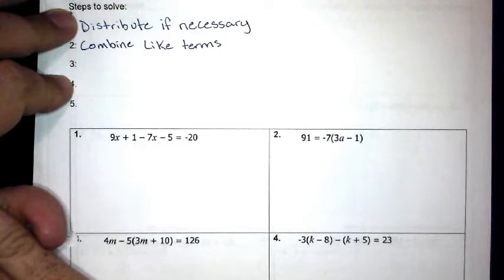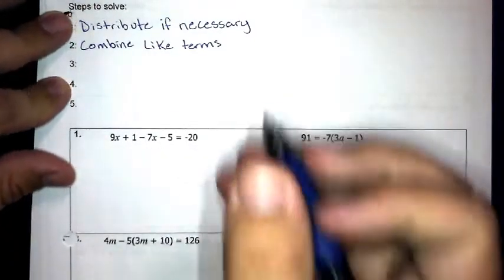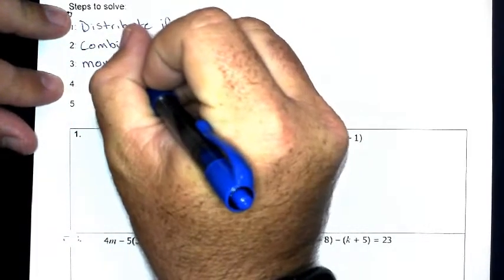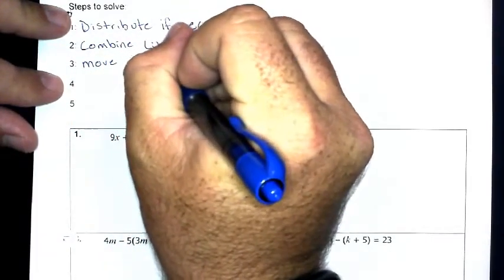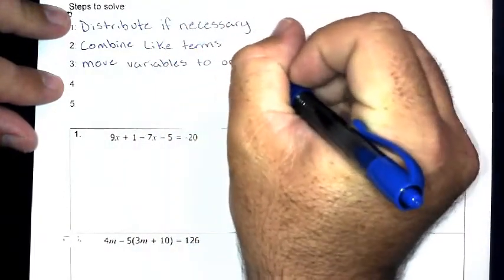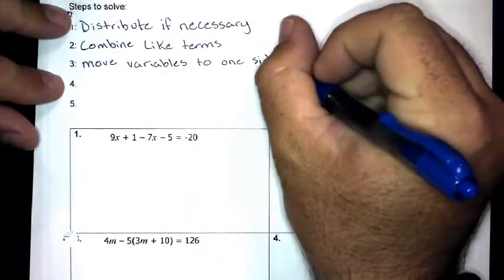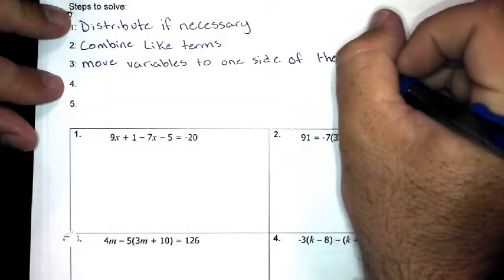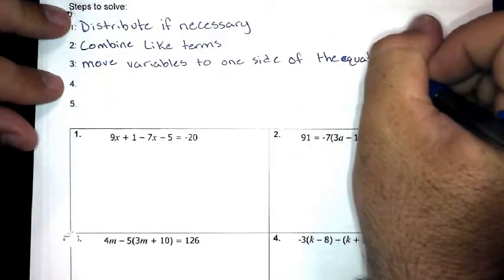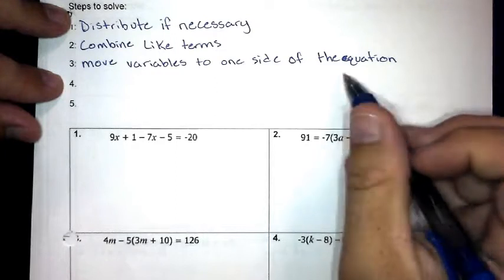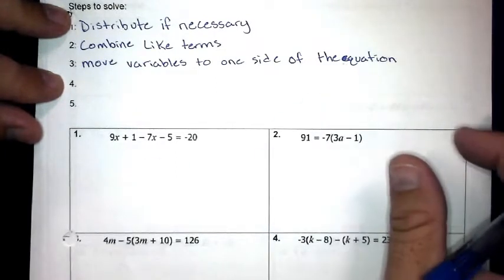Once we combine like terms, we want to, if needed, move all variables to one side of the equation. You probably don't know what I mean by that, but that's fine, because we will get the practice. Move variables to one side of equation. That's a really ugly E. No judgments.